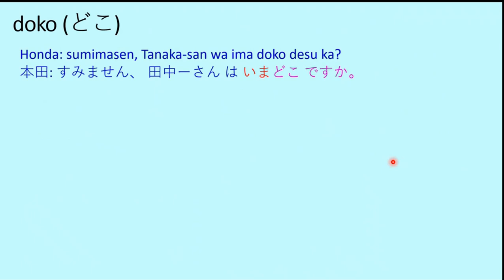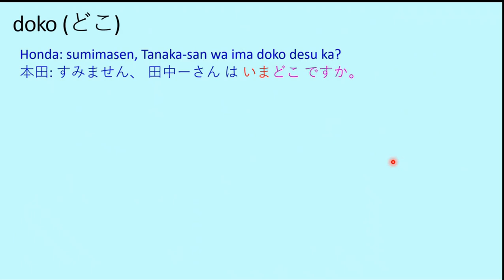So now let's look at some very simple conversation involving doko, koko, soko, and asoko. This is a conversation between Mr. Honda and Mr. Shimura, and Mr. Honda is asking about Mr. Tanaka. So Mr. Honda says, "Sumimasen, Tanaka-san wa ima doko desu ka?"